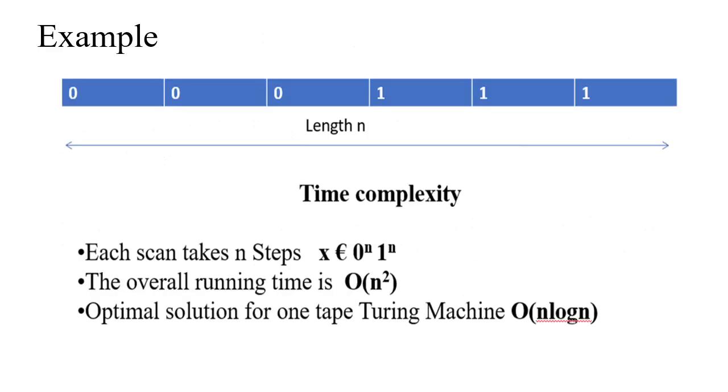Example of time complexity of Turing machine. Consider input tape length n. Each scan takes n steps, for x belonging to 0^n 1^n. The overall running time is order of n squared. The optimal solution for a one tape Turing machine is order of n log n.